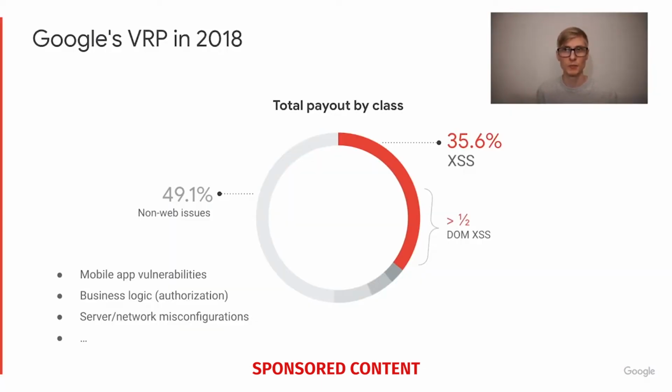Google's VRP is a bug bounty program that pays external security researchers for reporting vulnerabilities. Looking at the data from 2018 and the total payouts by vulnerability class, we can see that cross-site scripting accounts for more than a third of the entire budget. And considering that almost half the budget isn't even on web-related issues, we can see that XSS is by far the most expensive type of web vulnerability. And this graph looks largely the same even today, as well as if you look at other bug bounty programs.